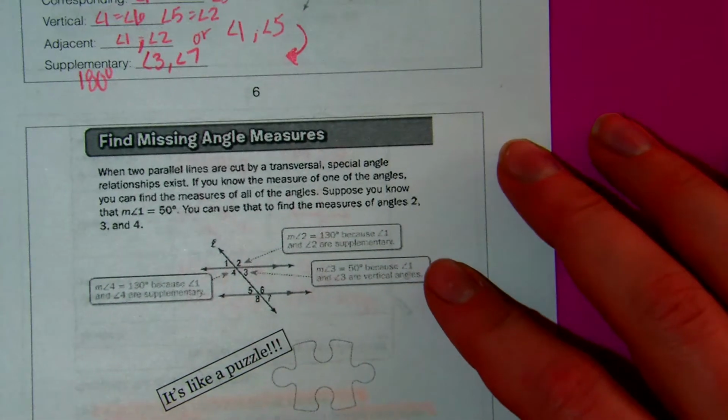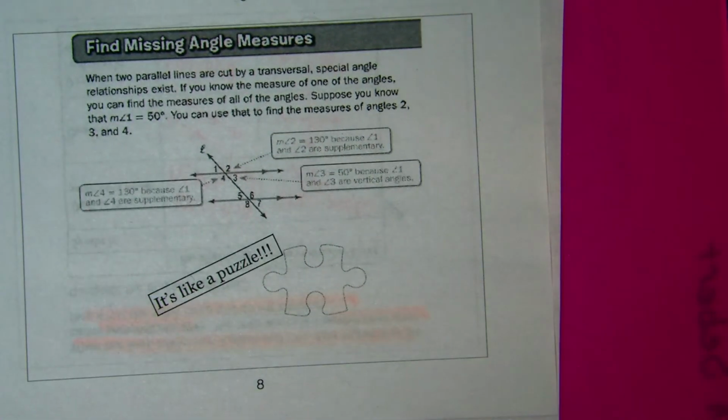Okay, we're going to go ahead and finish up 5.1, picking up here on slide 8. So we're going to find some missing angle measures. Yesterday we talked about all those interior and exterior angles and how they're equal, and corresponding angles are equal, and vertical angles are equal. So we can use that information to help us find missing measures.